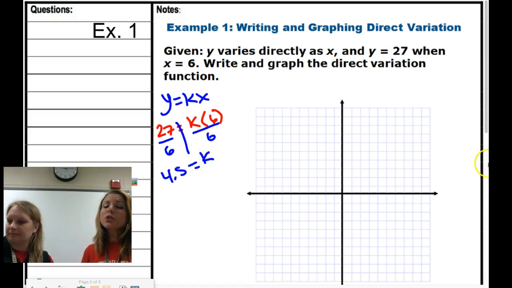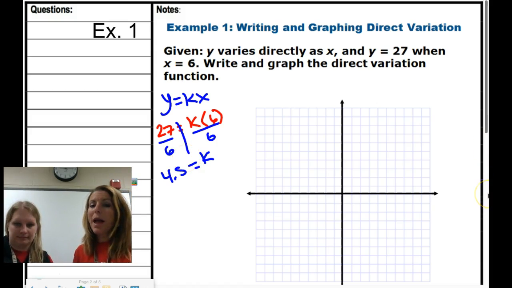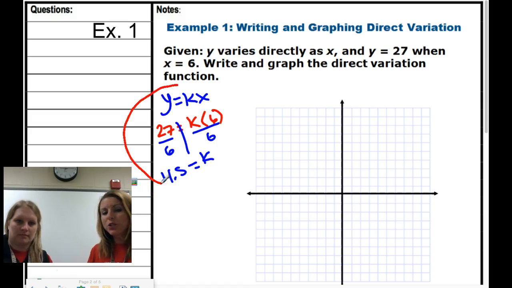Now look at the directions. It says write and graph the direct variation function. Once you find k, you plug k back into the original equation. And so you write it as y equals 4.5 times x. It's like a two-step process.